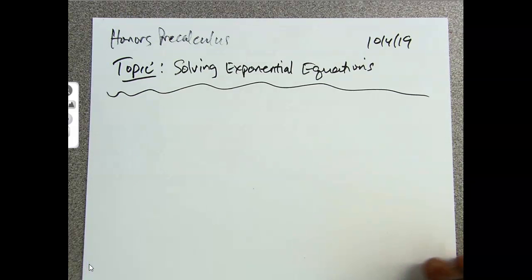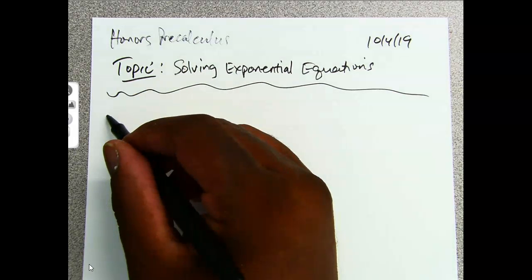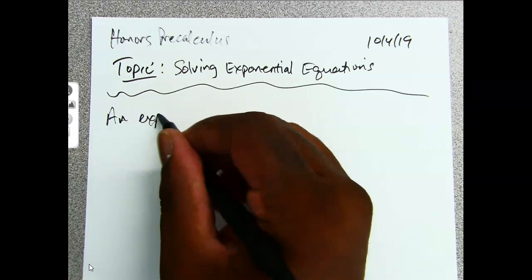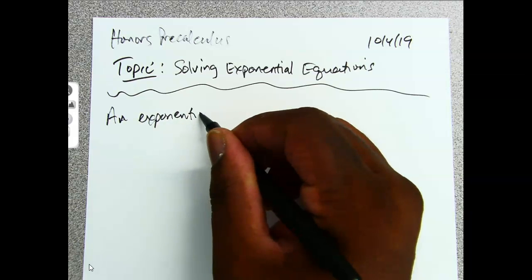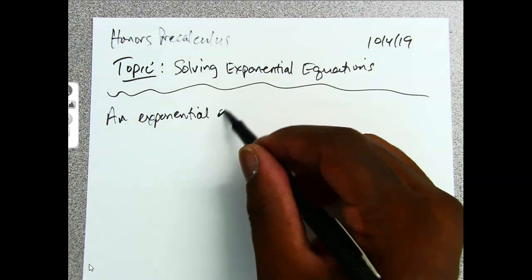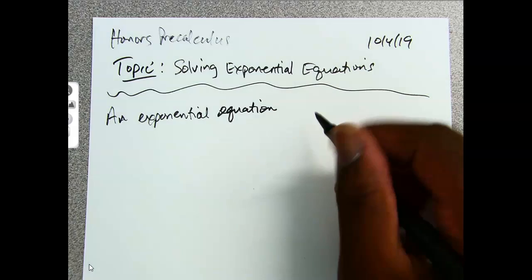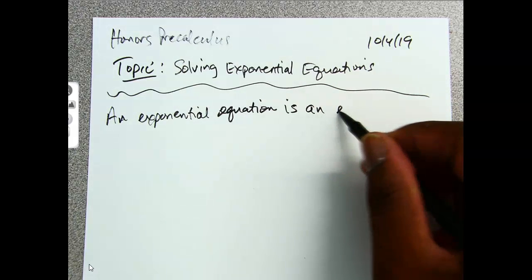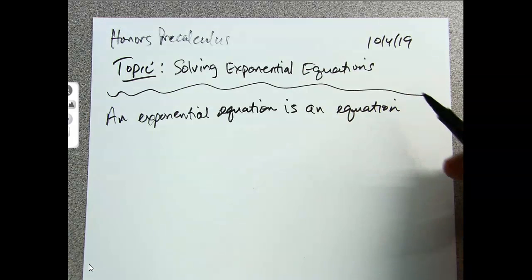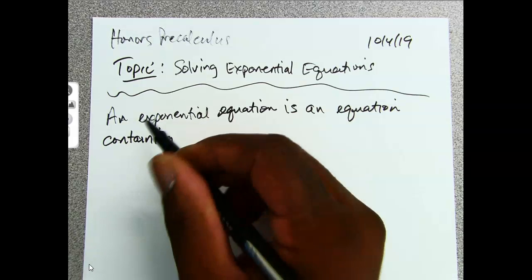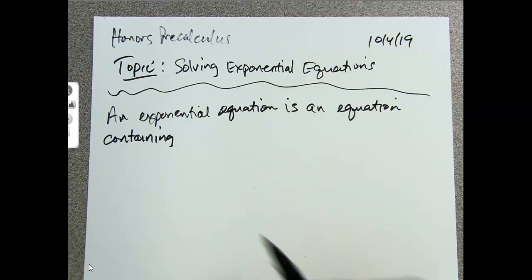So what exactly is an exponential equation? It has a constant base and a variable power. Okay, so that's an exponential, but what makes it an exponential equation? An exponential equation has to be an equation containing a variable and an exponent.